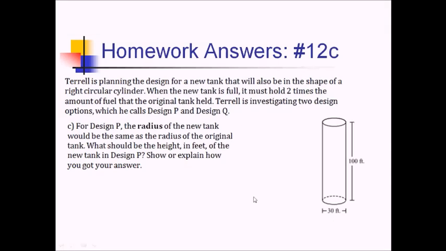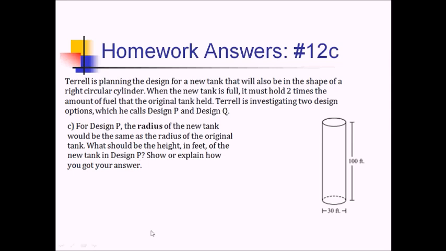For part C, Terrell is planning the design for a new tank that will also be in the shape of a cylinder. When the new tank's full, it holds 2 times the amount of fuel the original tank held. And we're investigating 2 options called designs P and Q. This problem is talking about design P. The radius of the new tank is going to be the same as the radius of the original. We want to know the height of the new tank for P, again, given that this tank needs to hold twice as much fuel as the original.